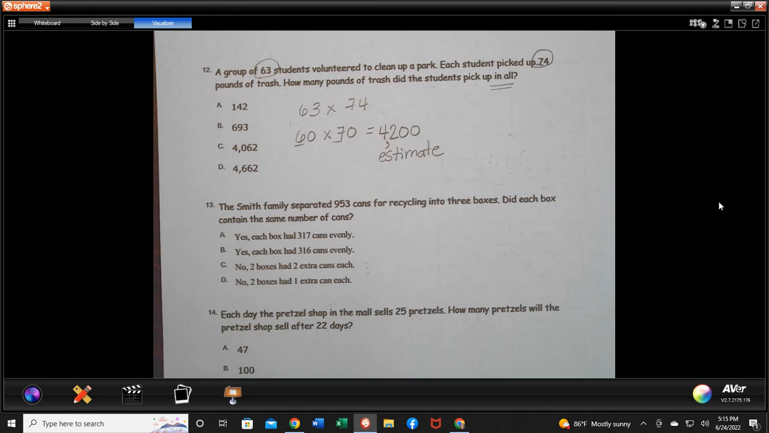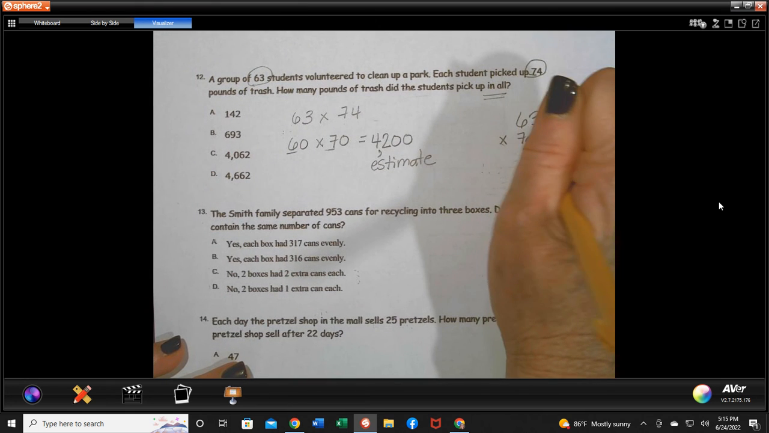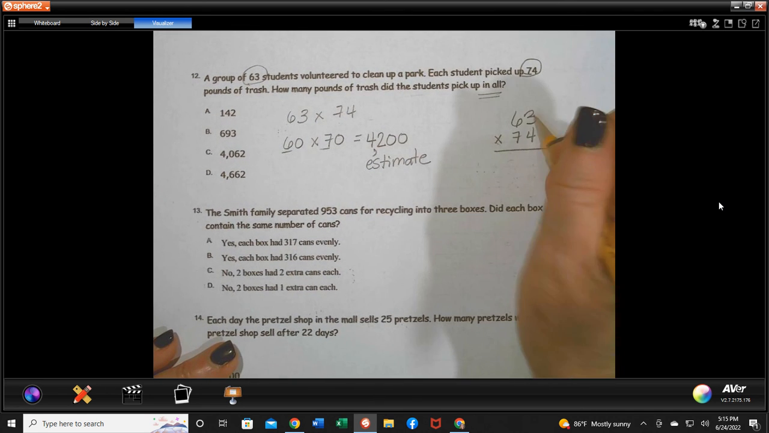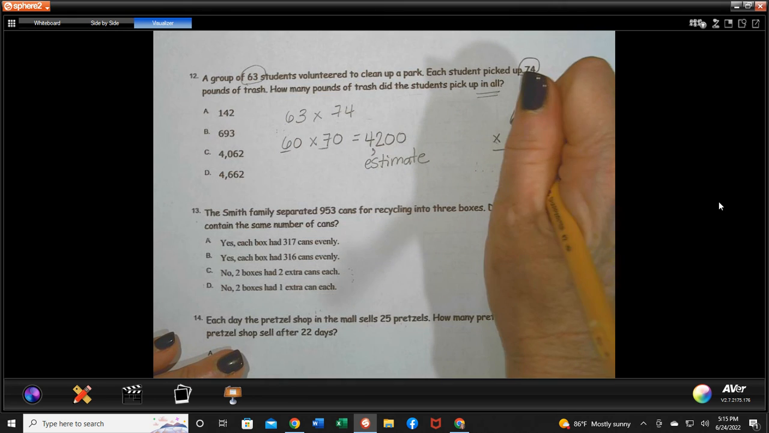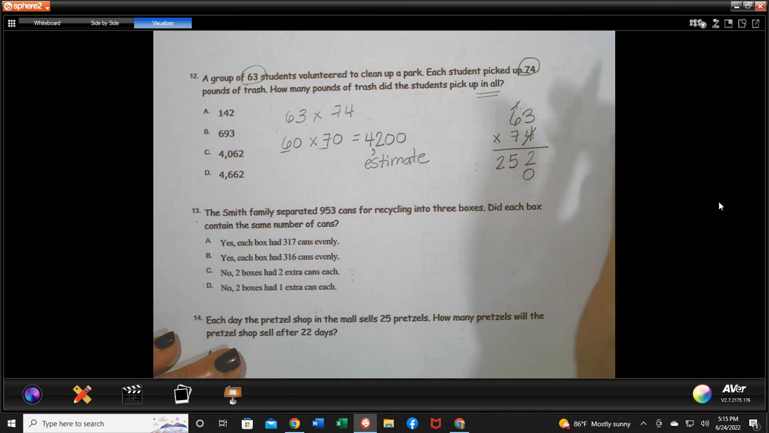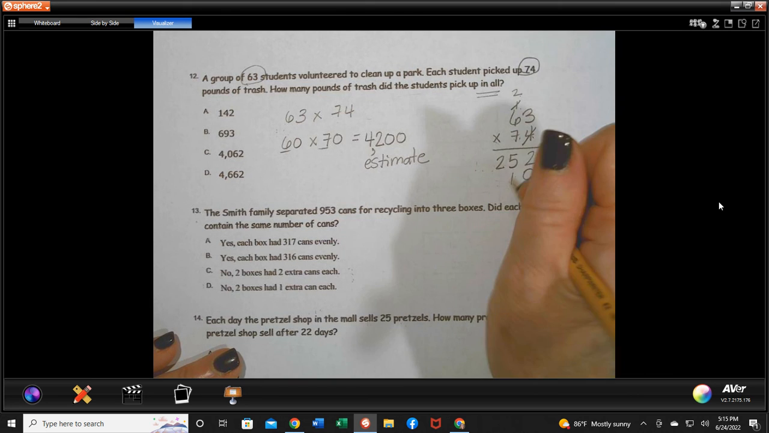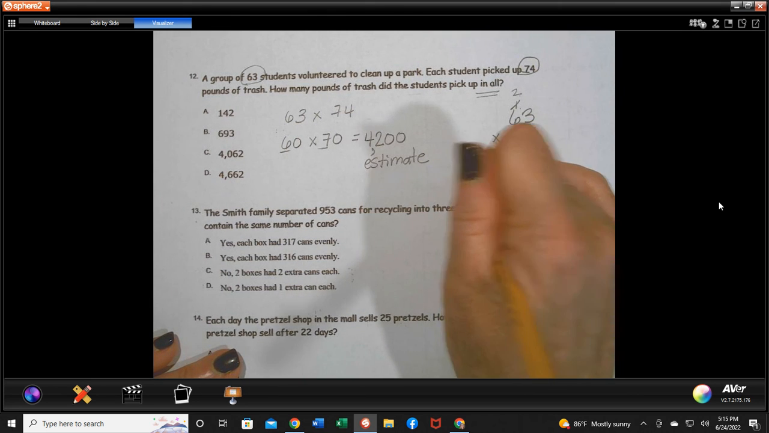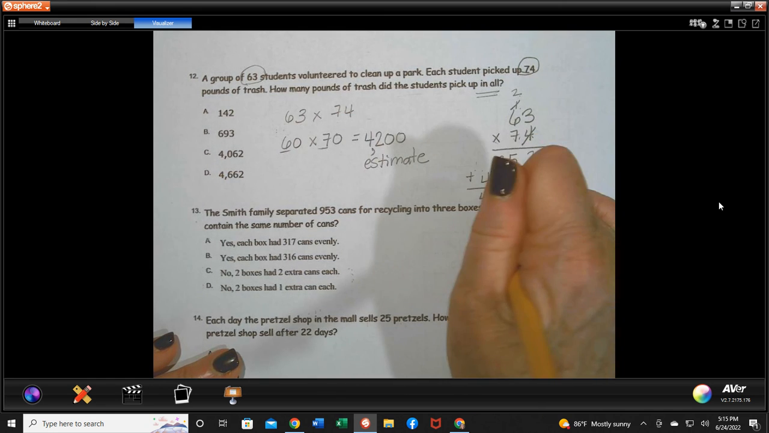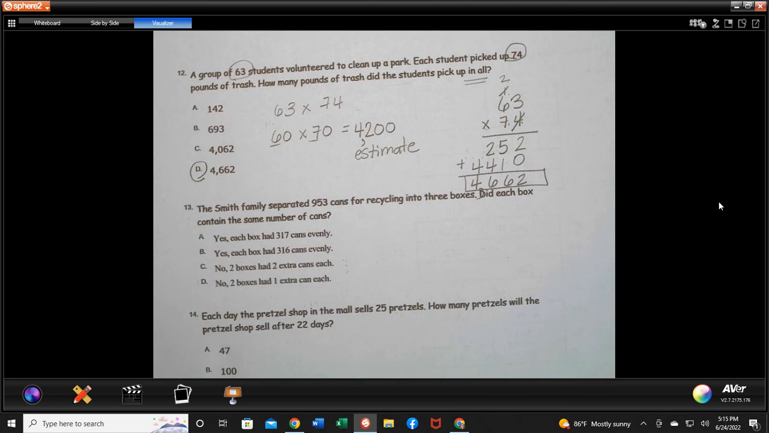So I can already tell you it's not going to be A or B. All right, I'm going to multiply. It doesn't matter which factor you put on the top because you have two-digit factors. I'm going to do 63 times 74. 4 times 3 is 12. 4 times 6 is 24 plus 1, 25. Done multiplying by the 4, so I'm going to put down my place value holder. 7 times 3 is 21. 7 times 6 is 42, plus 2 is 44. I'm going to add those partial products, and I get 4,662. Close to my estimate, but more importantly, it's right there in answer choice D.